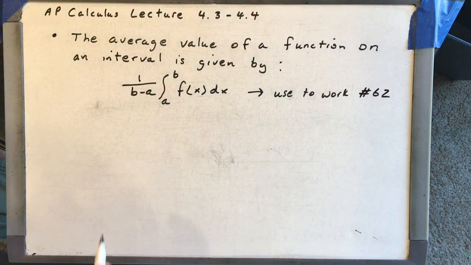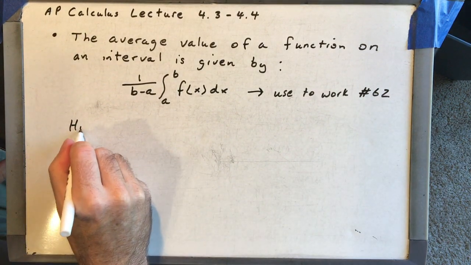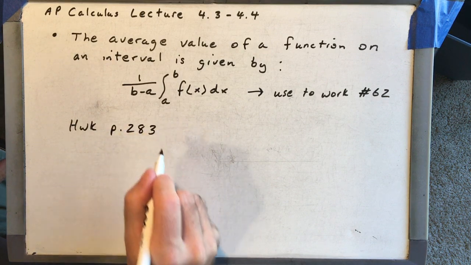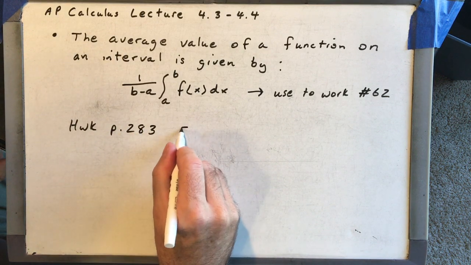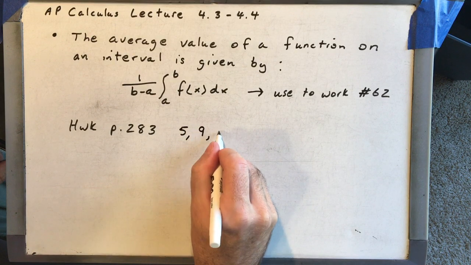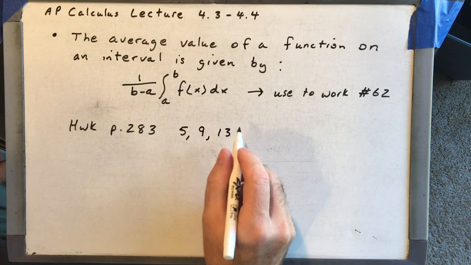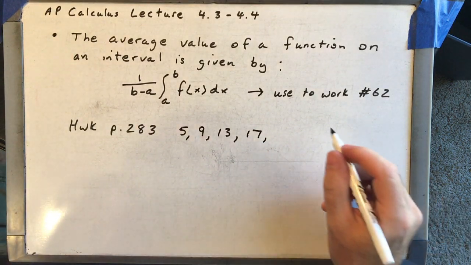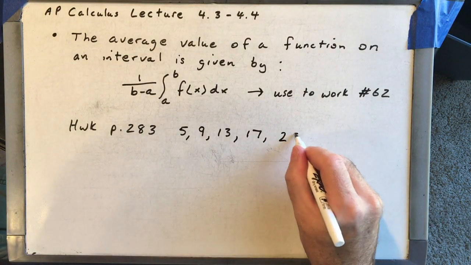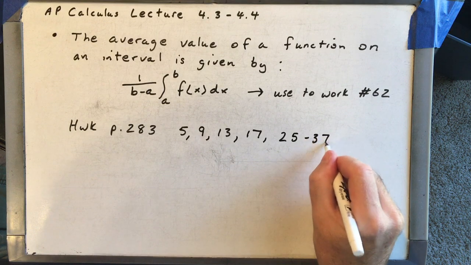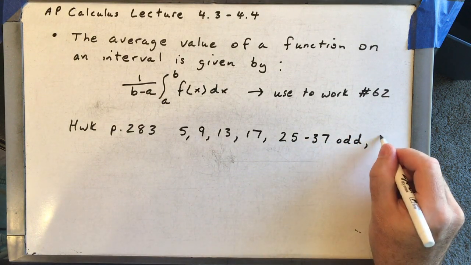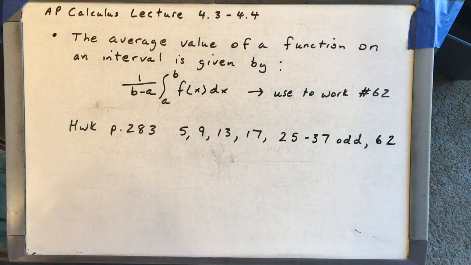So you're going to use that to work number 62. So here's the homework, page 283, 5, 9, 13, 17, 25 through 37, odd, and then 62.